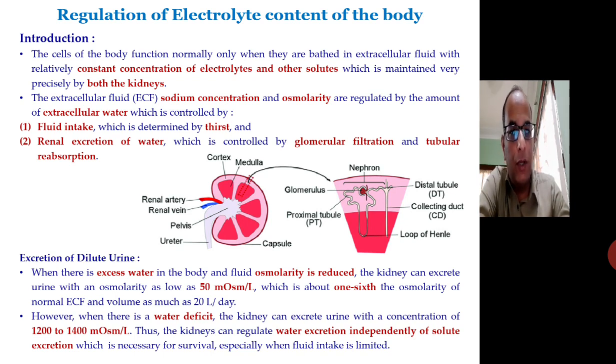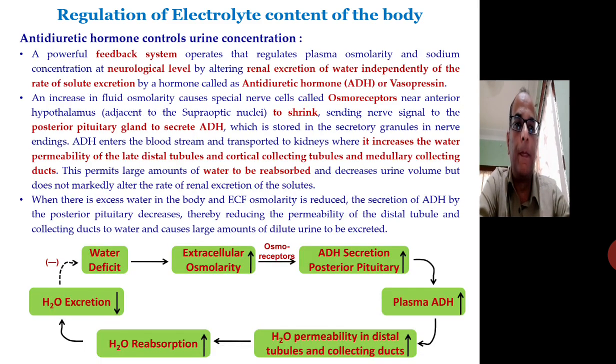However, when there is a water deficit, the kidneys can excrete urine with a concentration of 1200 to 1400 milliosmolar per liter. Thus, the kidneys can regulate water excretion independently of solute excretion, which is necessary for survival, especially when fluid intake is limited. There is a hormone called antidiuretic hormone, which plays a very critical role in the concentration of urine. So antidiuretic hormone controls urine concentration.